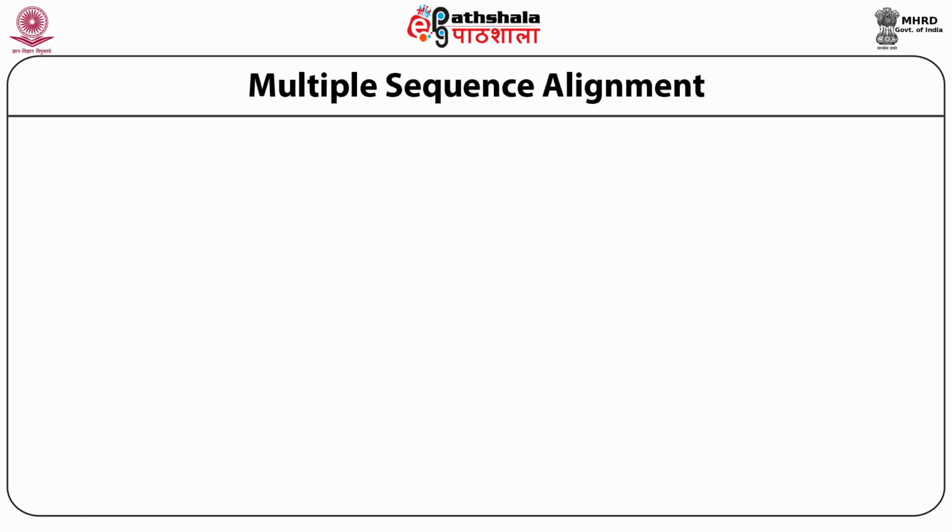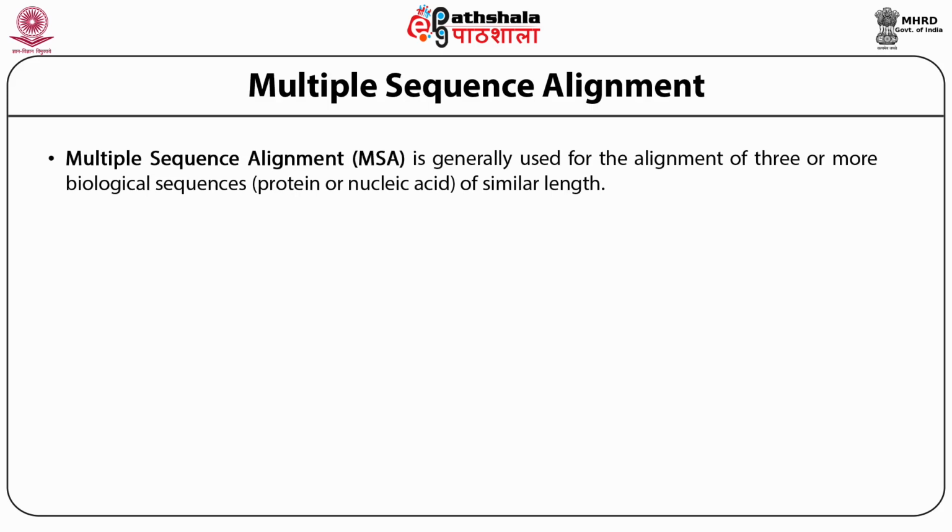So far we were discussing pairwise sequence alignment using BLAST and FASTA search. Now let's discuss multiple sequence alignment. Multiple sequence alignment is generally used for alignment of three or more biological sequences, either protein sequences or nucleotide sequences of similar nature. So you do the same sort of alignment, but the number of query sequences becomes more.